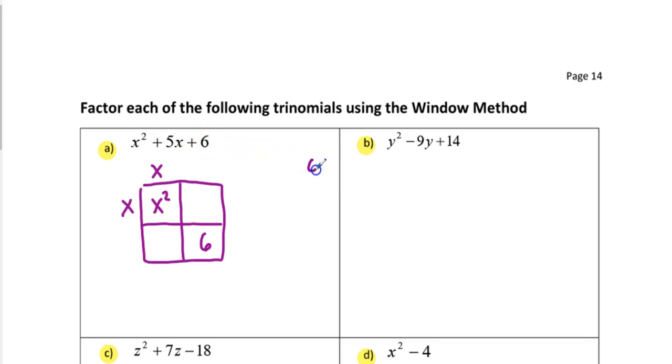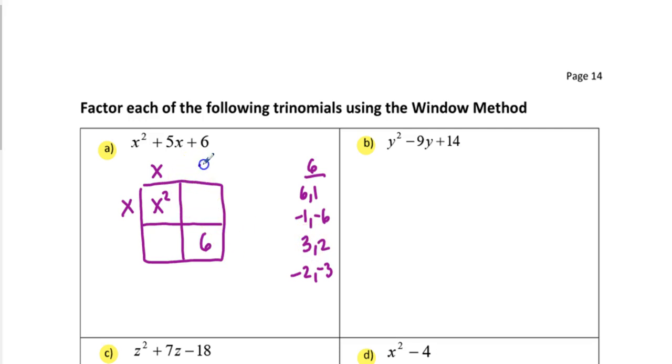It has, let's see, 6 and 1. Just make a quick list. 6 and 1, -1, -6, 3 and 2, and its opposites, -3, -2. So I'm looking for the pair that adds up to 5, right? Because I know these have to add up on the diagonal to 5x. So 3 and 2 seems good, right?